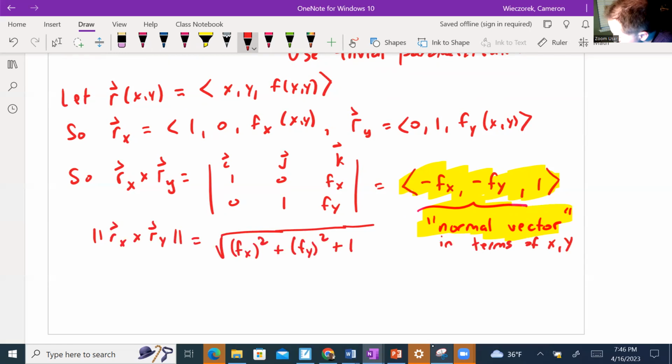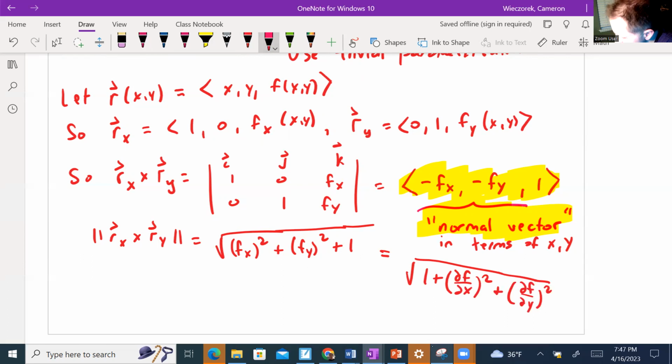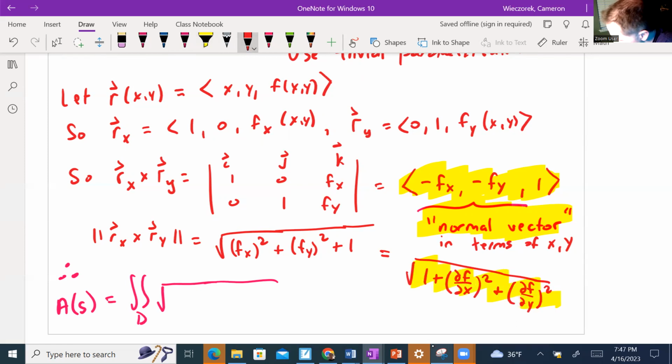And notice these could be written as partial f partial x squared. And there's a reason I'm doing this, because you're going to see this is actually something we've done in the past. So the area of my surface, therefore, is the double integral over D of this thing right here: the square root of 1 plus partial f partial x squared plus partial f partial y squared dA. And this domain is in xy space.